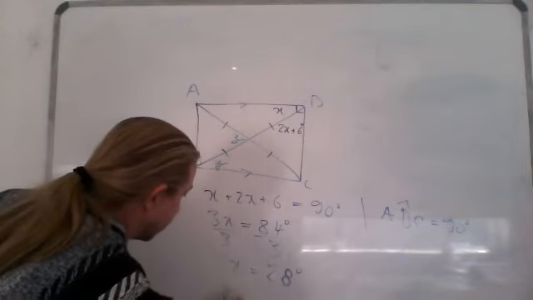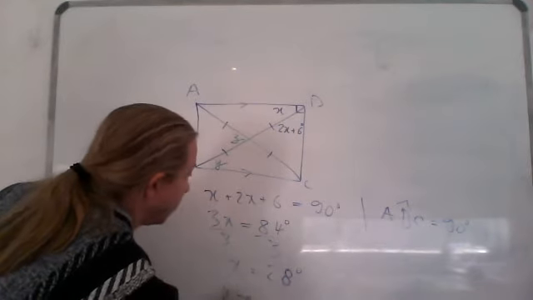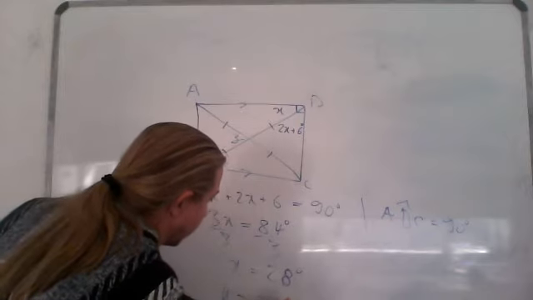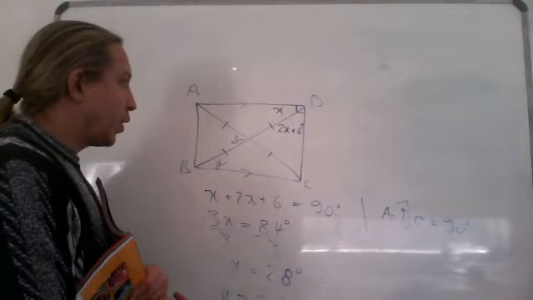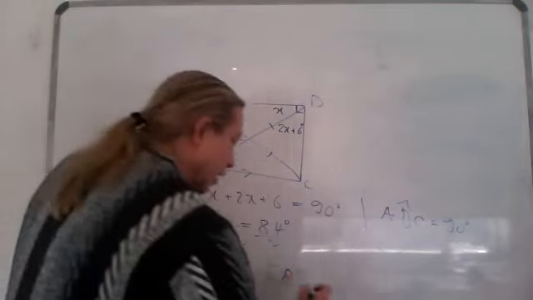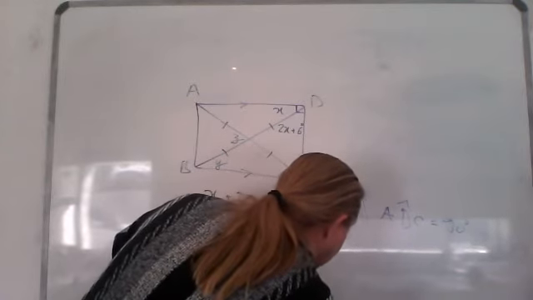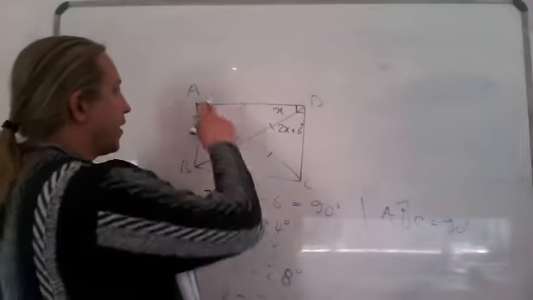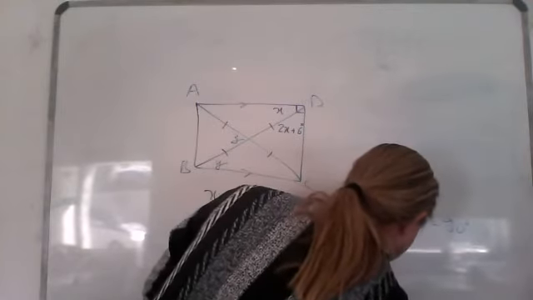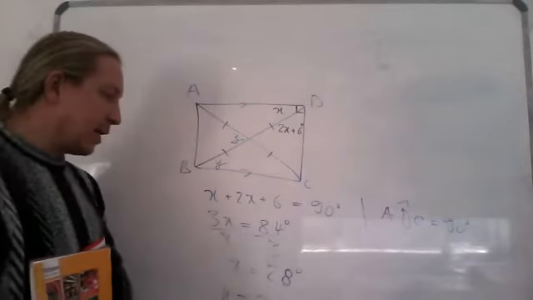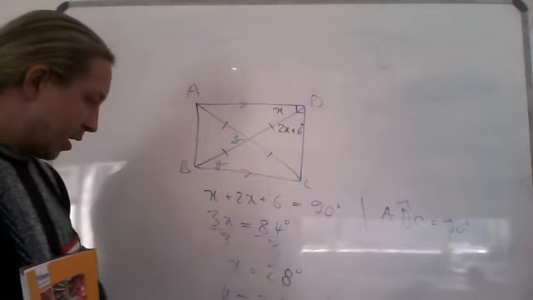We need to say Y equals 28 degrees. What is our reason for that? Our reason is we have alternate angles. Which lines are parallel? AD parallel to BC.